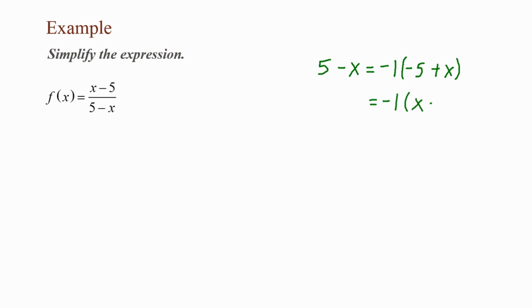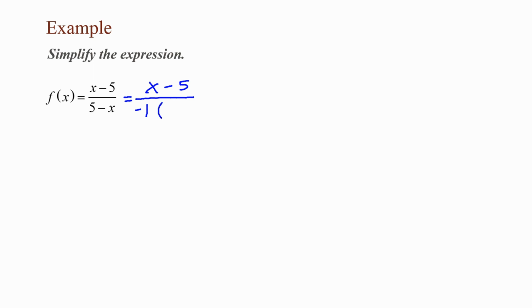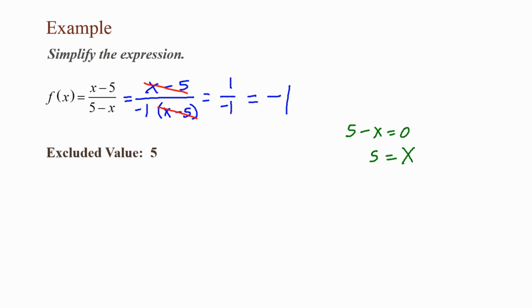which I can rewrite as negative 1 times x minus 5. And now I can more easily tell that I have a common factor with the numerator. So this equals x minus 5 divided by negative 1 times x minus 5. The x minus 5's cancel, which means I have 1 over negative 1, which is negative 1. To see if I have an excluded value, 5 minus x equals 0. Add x to both sides, and 5 equals x. So our excluded value is 5.